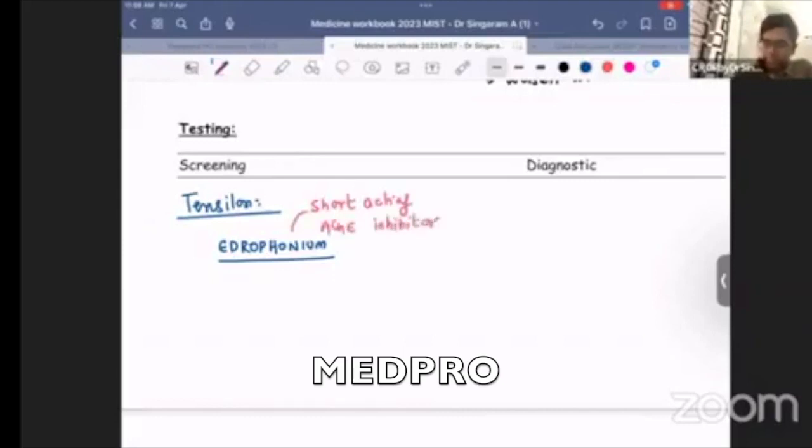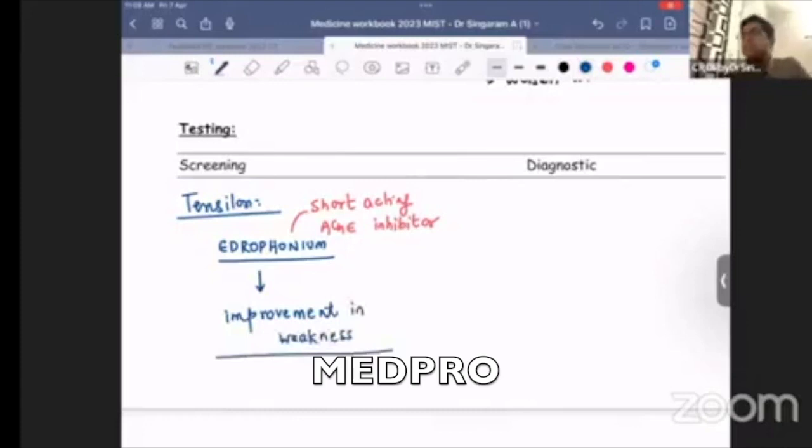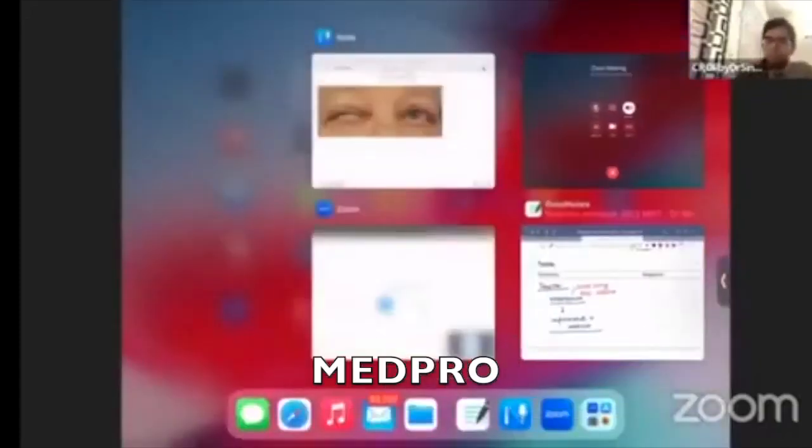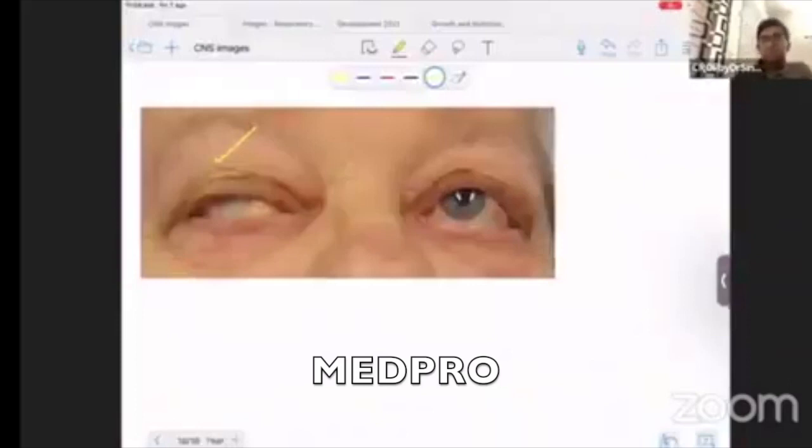Once you give edrophonium, what do you think will happen? There will be improvement in the weakness. Okay, right? Why do you think there is an improvement in the weakness? So think like this. For example, this was a patient who was having the manifestation, the ptosis. After giving edrophonium, what do you think will happen?